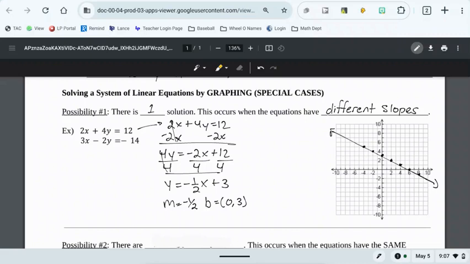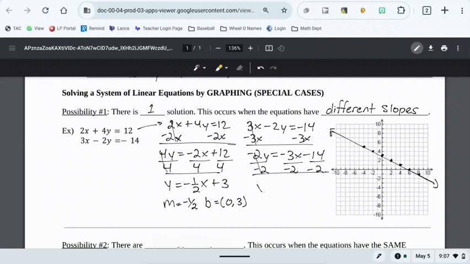Now let's go ahead and solve our second, which is 3x minus 2y equals negative 14. We subtract 3x from both sides. Negative 2y equals negative 3x minus 14. Divide everything by negative 2. Y equals positive 3 over 2 x plus 7, so our slope is positive 3 over 2. Our y-intercept is (0, 7).